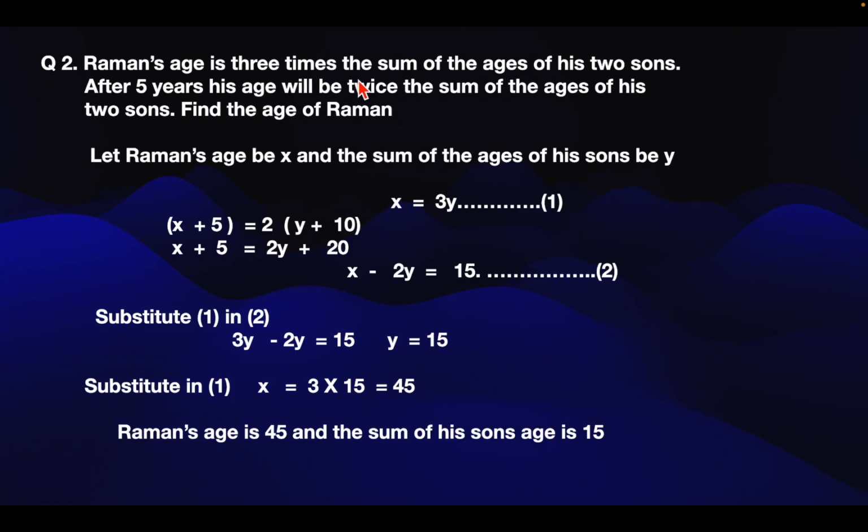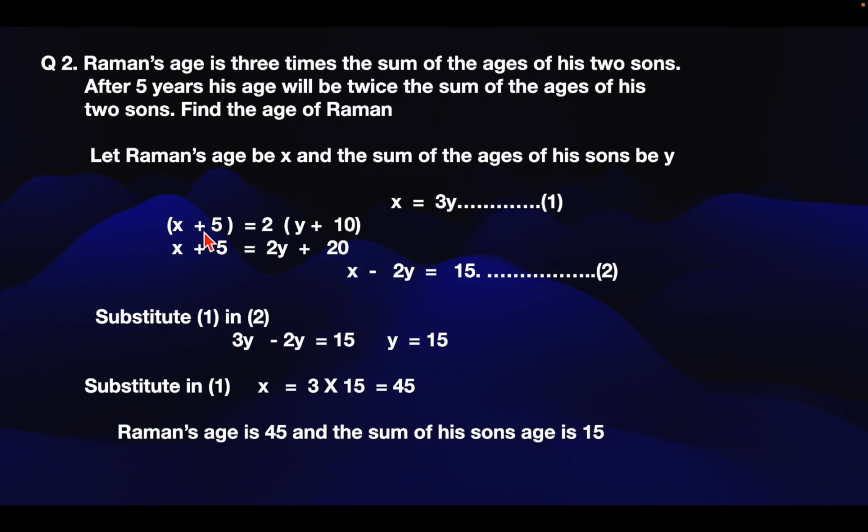Raman's age is 3 times the sum of the ages of his 2 sons. After 5 years, his age will be twice the sum of the ages of his 2 sons. Find the age of Raman. Let Raman's age be x and the sum of the ages of his sons be y. So the first equation: Raman's age is 3 times the sum of the ages of his sons, so x is equal to 3y. That is the first equation.